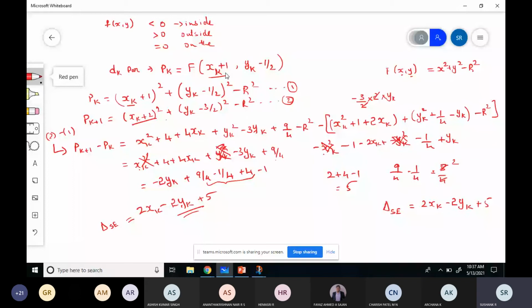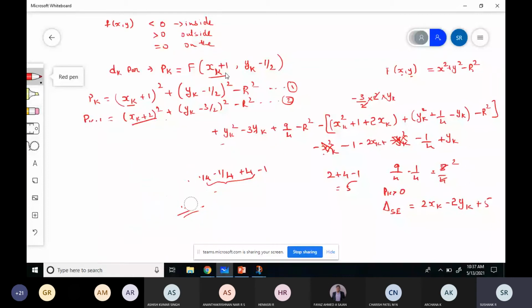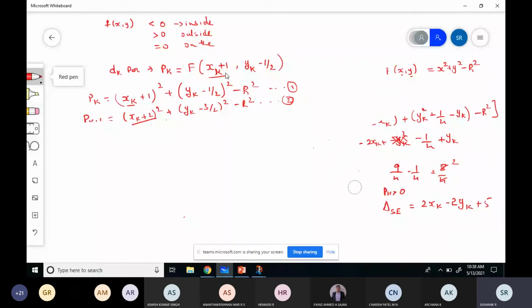This was calculated by taking pk as greater than 0. By taking pk as greater than 0, we had calculated this value. So now we have found the value of this difference when the point SC is taken. When the point SC is taken, what is the value you are getting? I'll just erase this. So yes, when SC is chosen and pk is greater than 0.